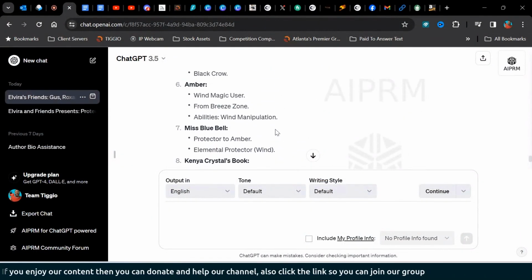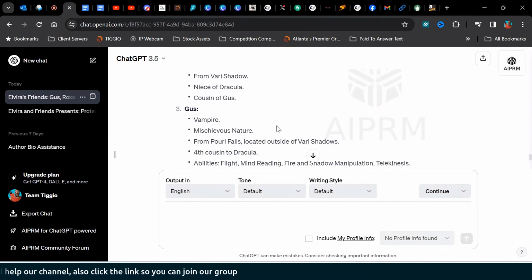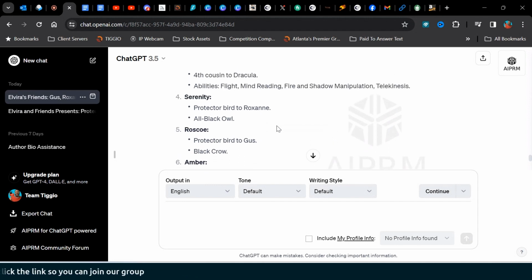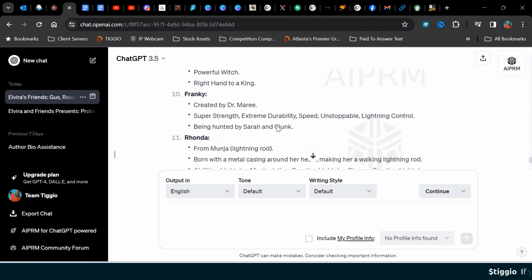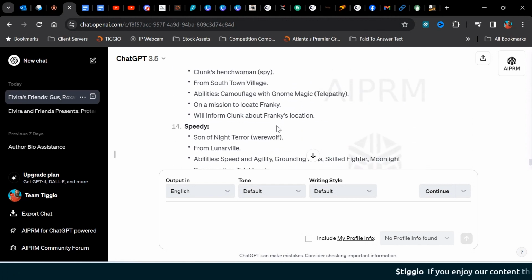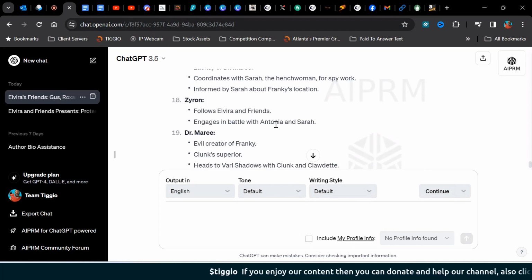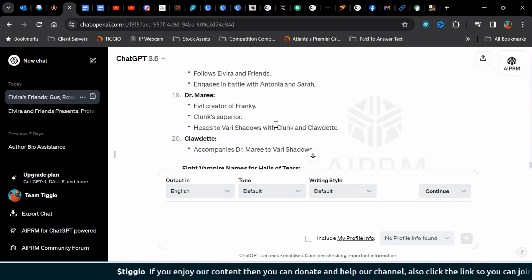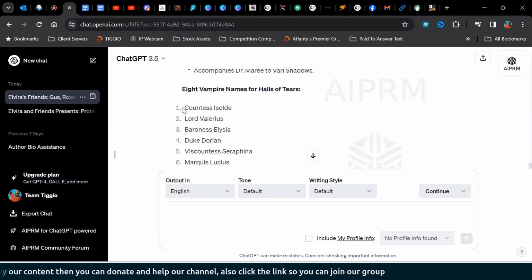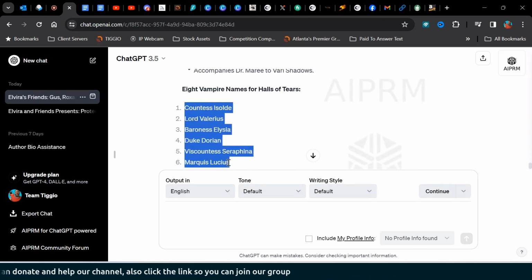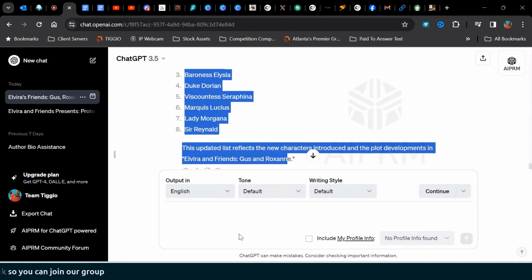All right, so you got Elvira, Roxanne, Gus, Serenity, Roscoe, Amber, Miss Bluebell, Frankie, Rhonda, Keisha, Sarah, Speedy, Vincent, Antonia, Clunk, Saran, Dr. Marie, Claudette, and then I'm probably going to play around with these names, but I'm gonna leave them for now. Those names won't be consistent.